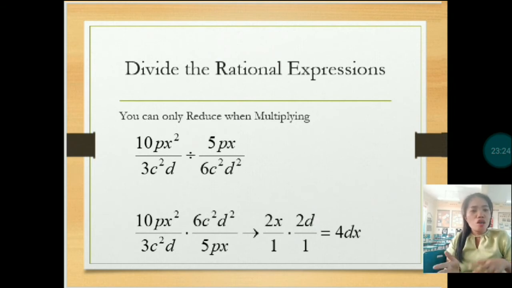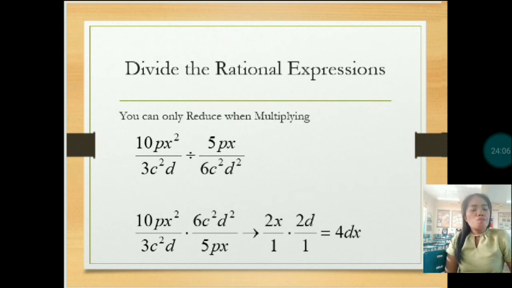We are going to identify again the greatest common factor that exists in both numerators and denominators. For 10px squared and 5px, our greatest common factor is 5px. Therefore, 10px squared divided by 5px gives us 2x. Then 5px divided by 5px is 1. Between 3c squared d and 6c squared d squared, our GCF is 3c squared d. So 3c squared d divided by itself is 1. Then 6c squared d squared divided by 3c squared d is 2d.